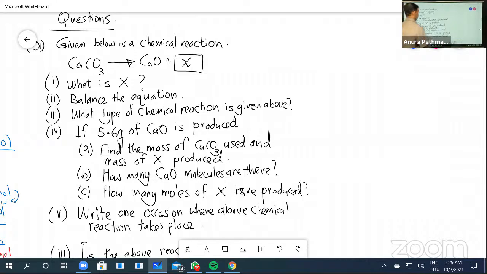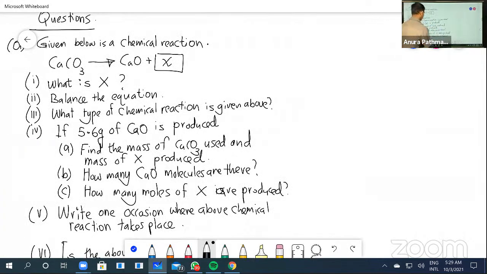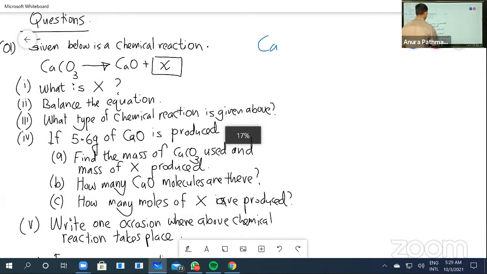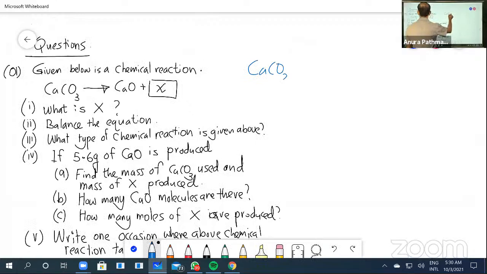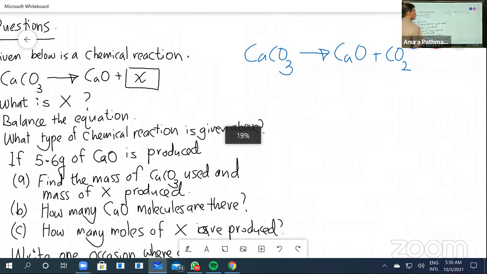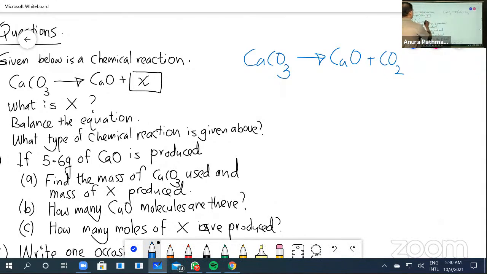What is X? Carbon dioxide. Yes. When calcium carbonate is heated up, calcium oxide and carbon dioxide are produced. So the answer is carbon dioxide.